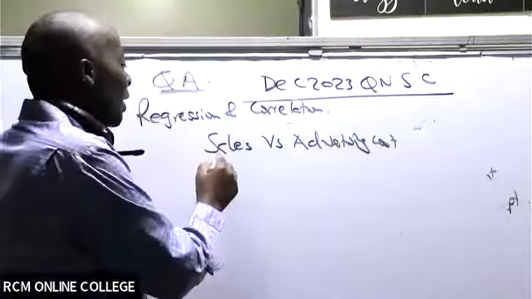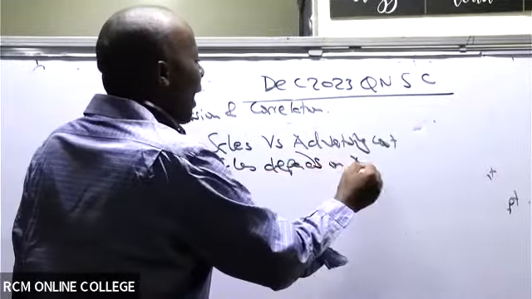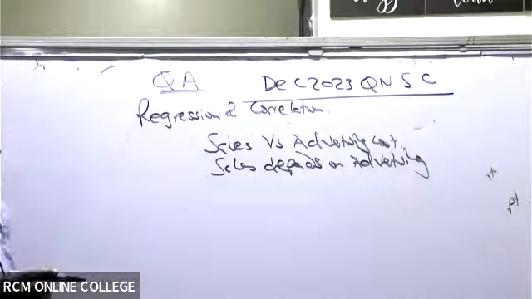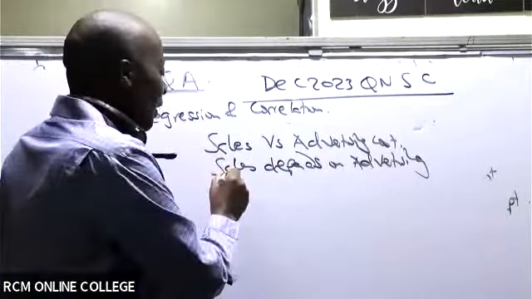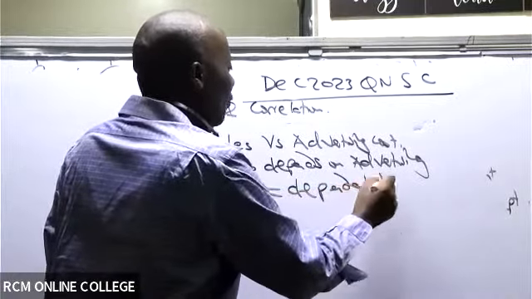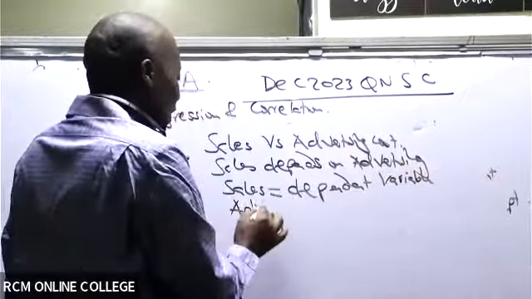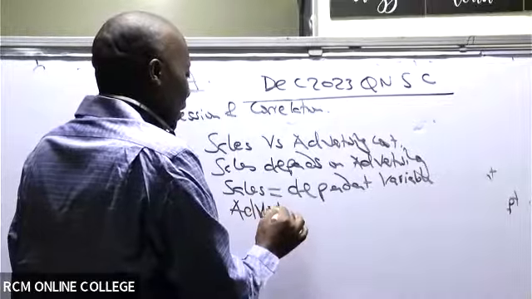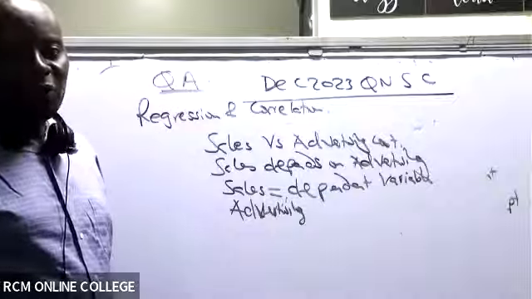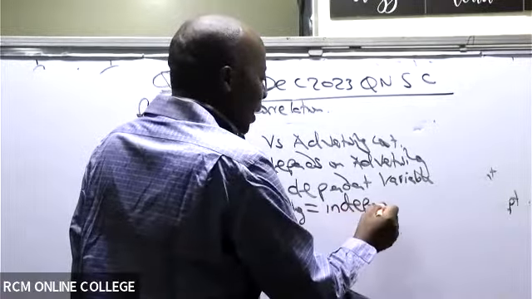So sales depends on what here? Advertising. And therefore, sales is the dependent variable. Then we have advertising, which will be on the other side of the coin. So in this case, the advertising cost will become the independent variable.